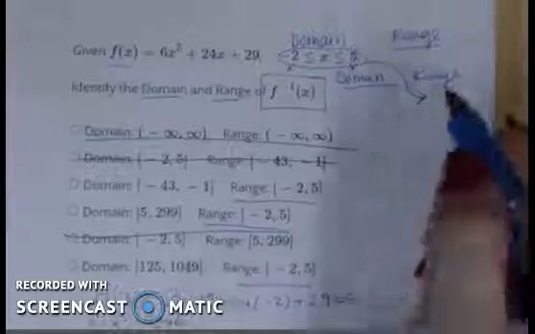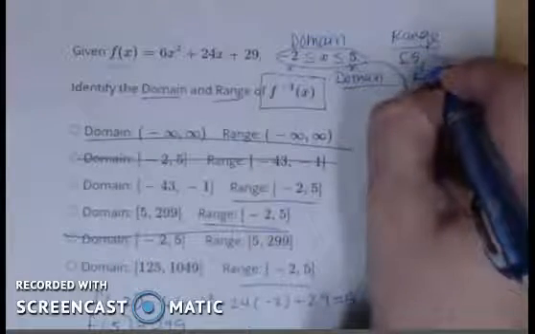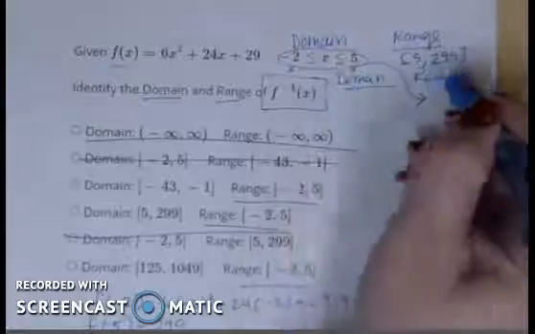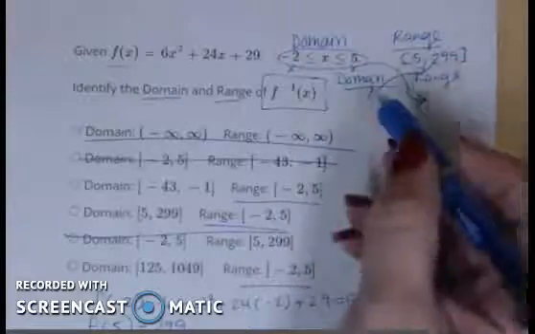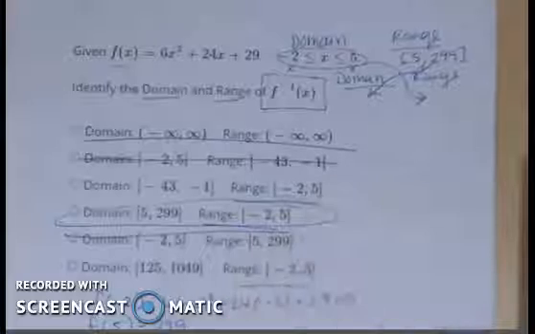So that means the range of this function is from 5 to 299, and we included them because we are equal to at those values. So that becomes the domain of your inverse function. So this would be the correct answer.